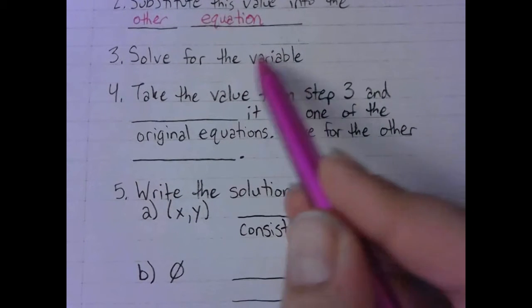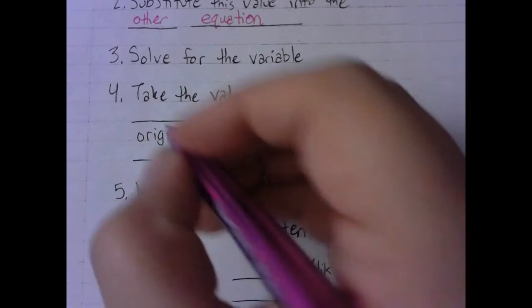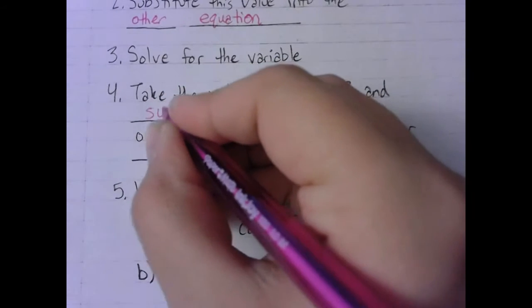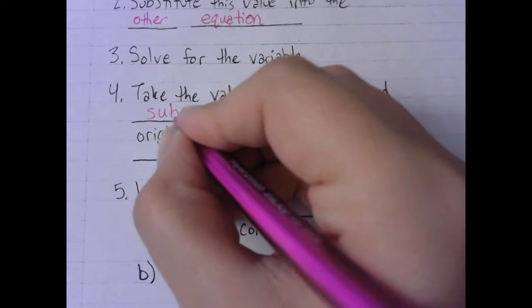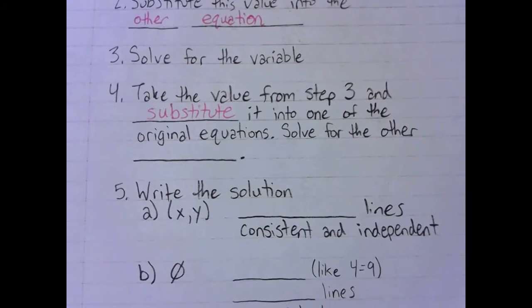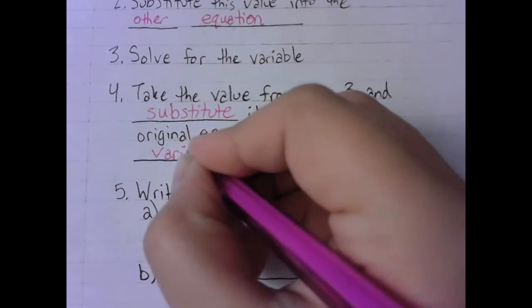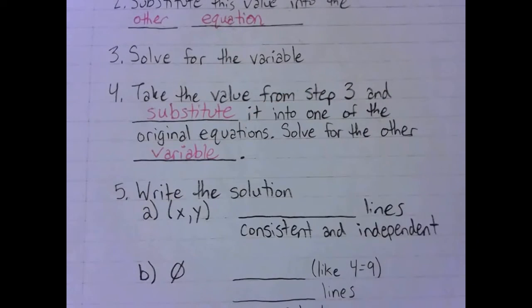Then whatever value we just got, you're going to substitute it, hence why we're calling it solving by substitution. Substitute it into either of the equations, it doesn't matter which one of the original equations, and then solve for the other variable. The last step is to write the solution.